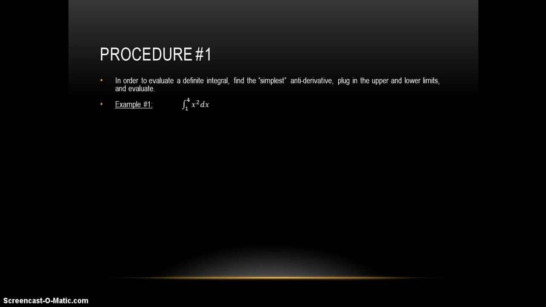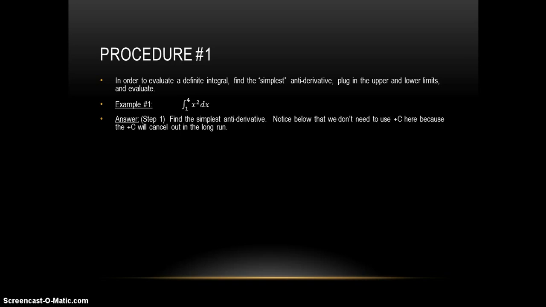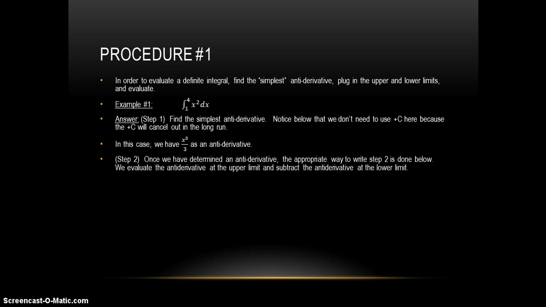So our example here is the integral from 1 to 4 of x squared dx. Notice that when we find an antiderivative, we don't need to use the plus c, because eventually the plus c's will cancel out in the long run. So we've got x cubed over 3 as an antiderivative. And then when we rewrite, we're going to say the integral from 1 to 4 of x squared dx equals x cubed over 3 from 1 to 4. Notice the little bracket here, which indicates that we're still going from 1 to 4, and we're going to plug those values into our antiderivative.